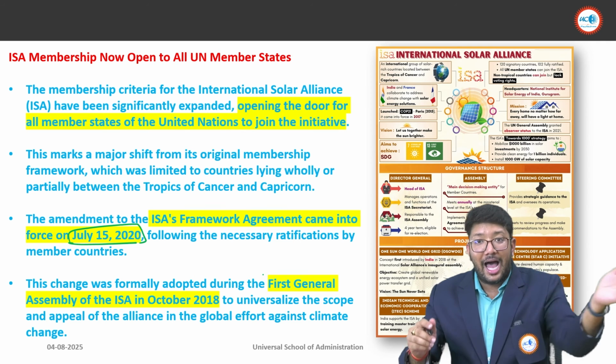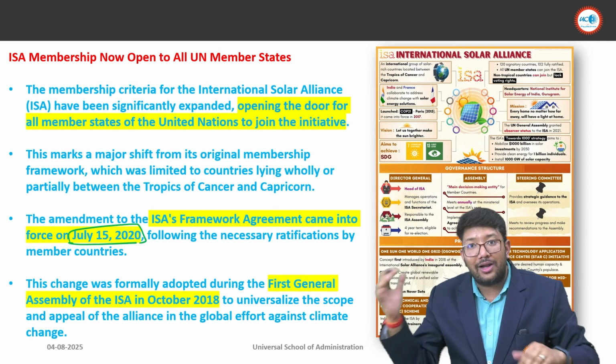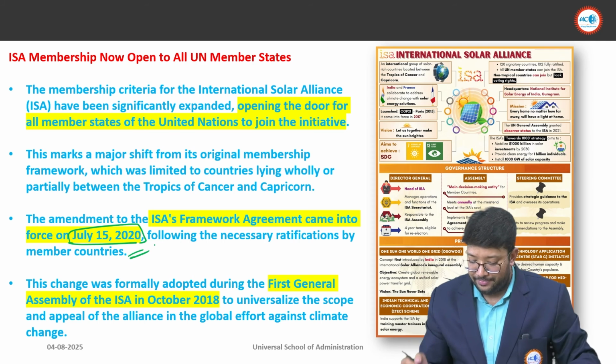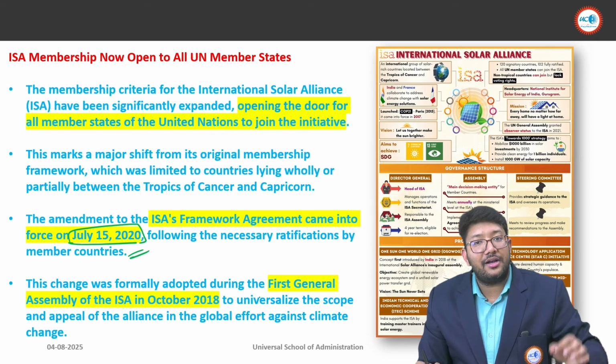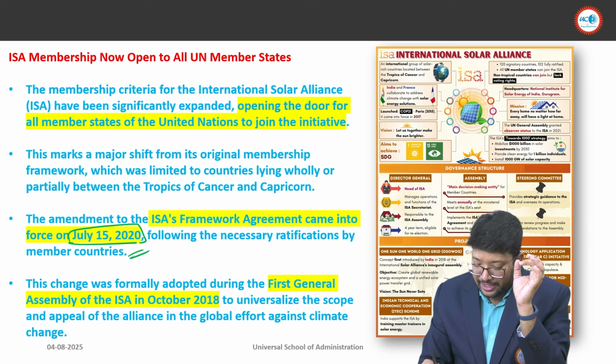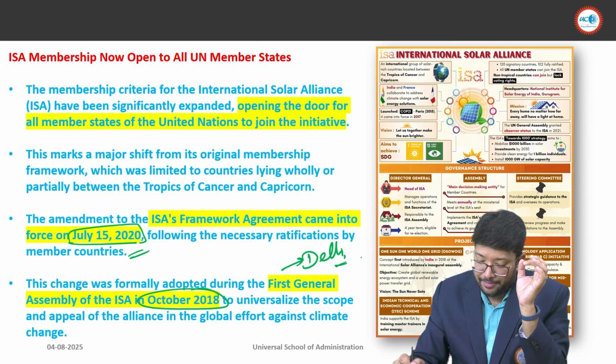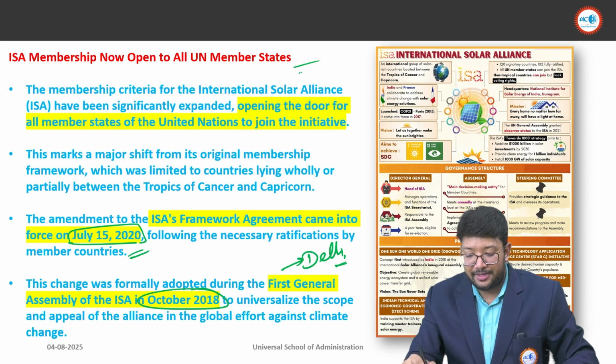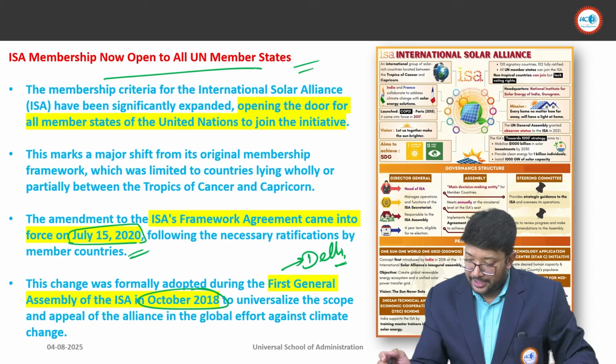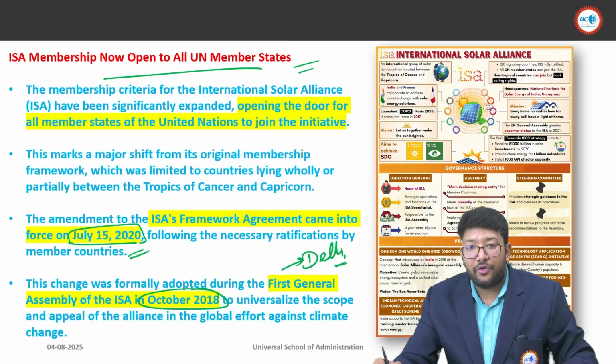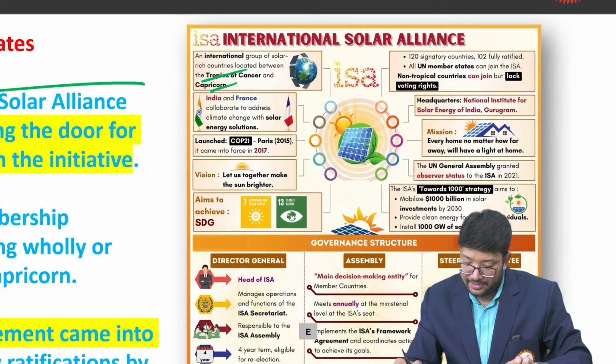So the amendment to include all other countries came in 2020. This change was formally adopted during the first General Assembly of ISA in 2018, and where was this General Assembly held? Delhi. Remember that. Now it has been expanded to all the countries. If I give you an overview of the International Solar Alliance, see how it is.